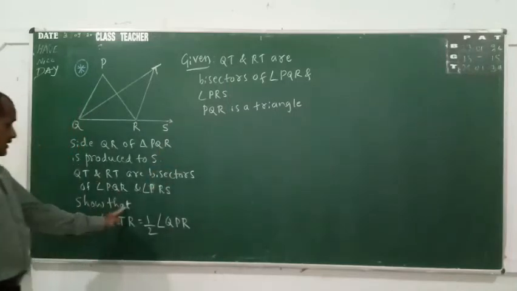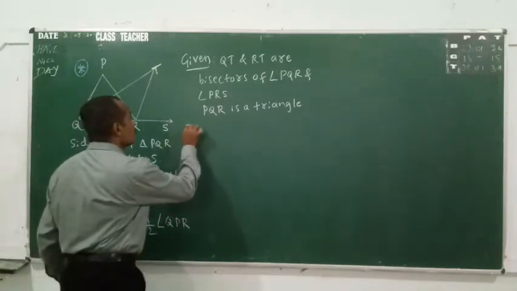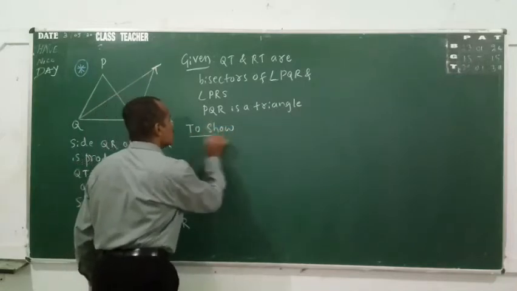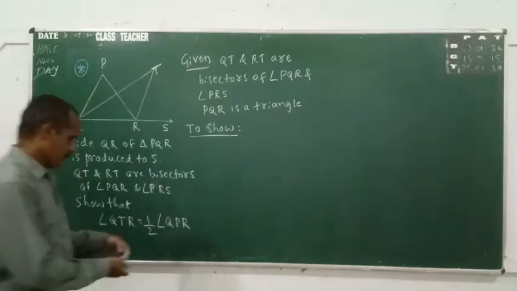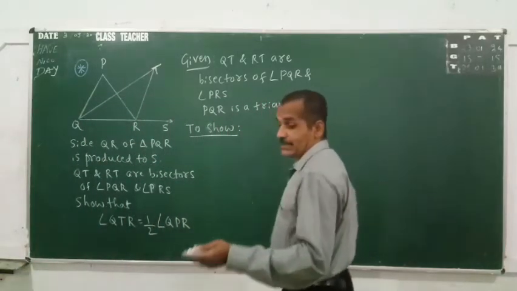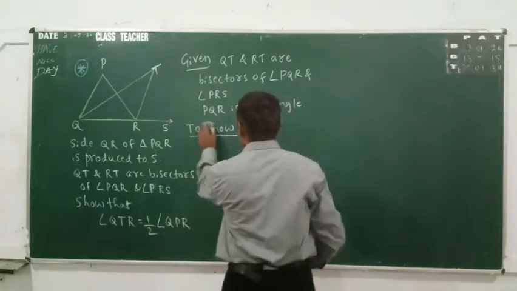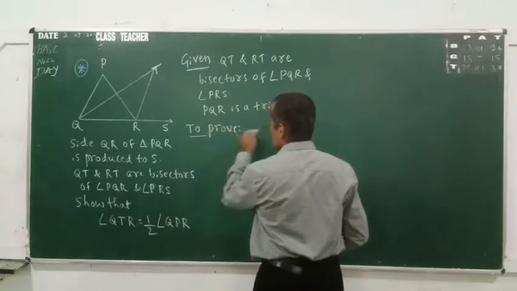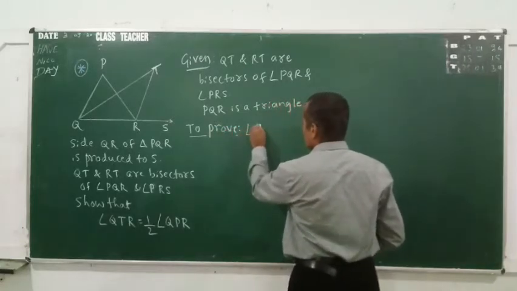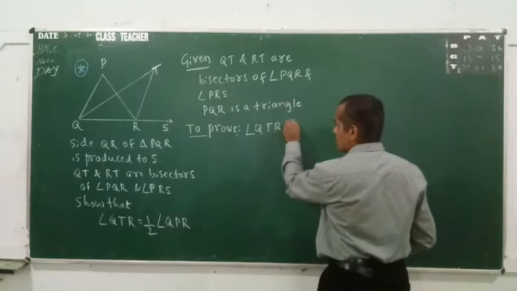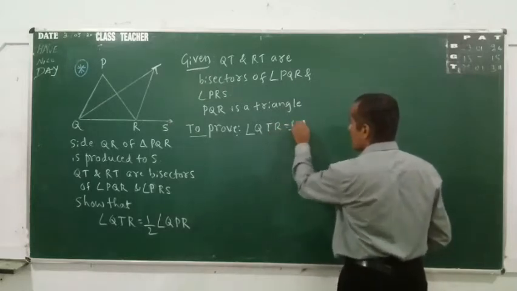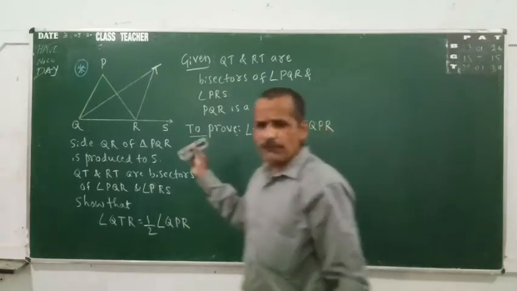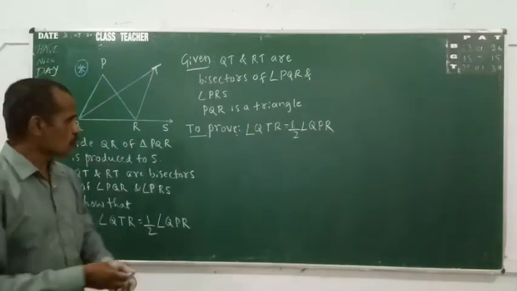Now, to show, or even I can say to prove, because this is to be proved. What is to be proved? Angle QTR is equal to half of angle QPR. This is to be proved. No need of an extra construction. Direct solution.